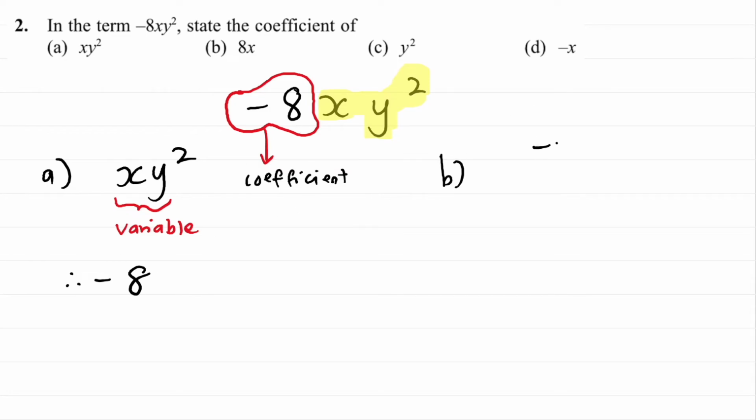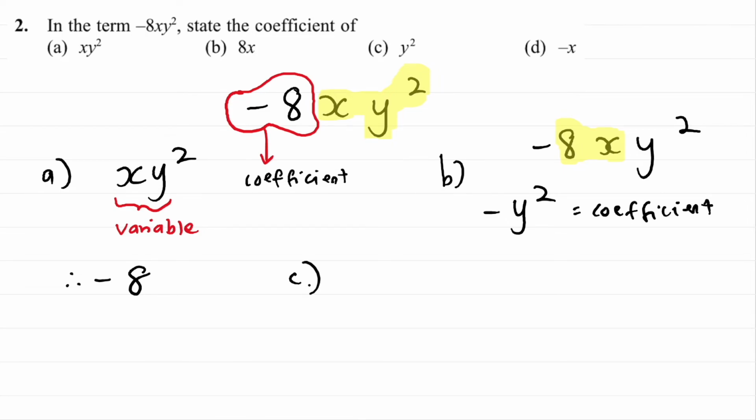Tengok B pula. So, kamu ada negatif 8XY square. Apa yang dalam soalan jawapan bagi? Jawapan bagi 8X sahaja. So, kalau 8X sahaja, so yang selain daripada itulah dia punya koefisien. So, apakah jawapan dia? Negatif Y square. So, this is the coefficient. Macam tu je. Tengok C pula. So, salin balik. Negatif 8XY kuasa 2. Sekarang ni soalan bagi dia punya variable adalah Y kuasa 2. So, apakah dia punya coefficient? Negatif 8X. Dah siap. Okay, so I hope you can understand apa itu coefficient.